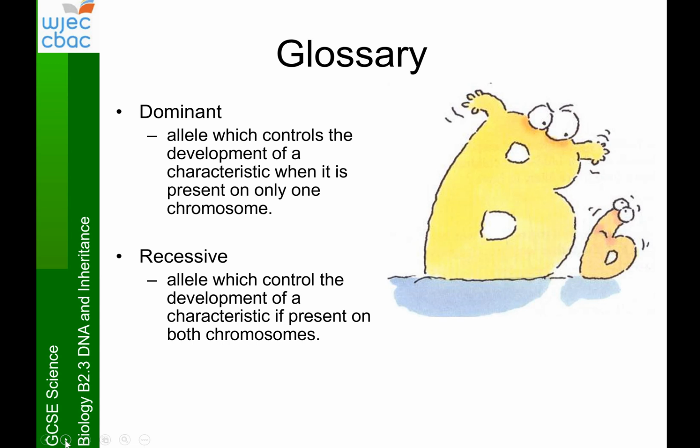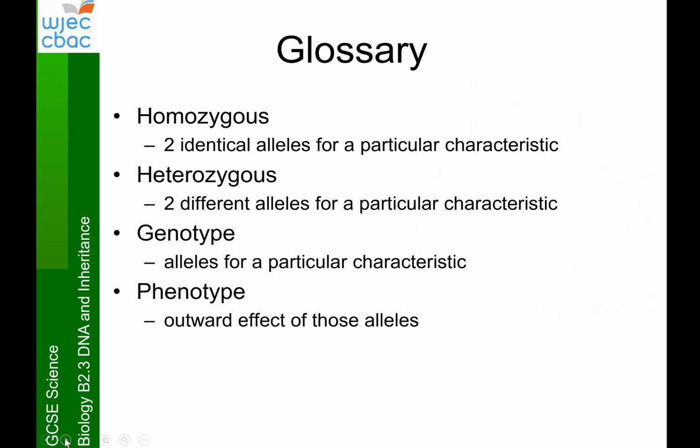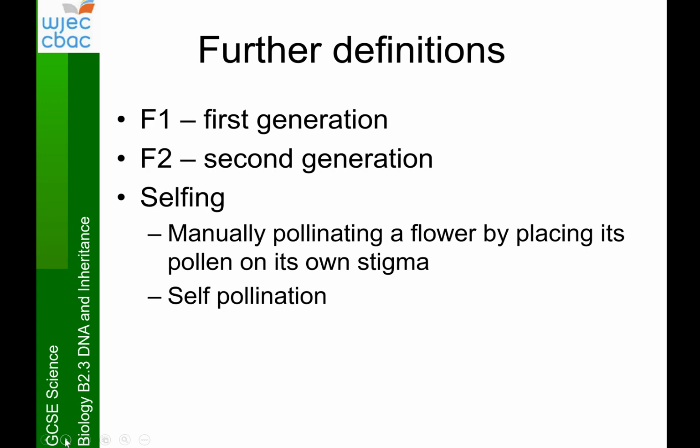So a dominant allele is one which controls the development of a characteristic when it's only present on one chromosome. You only need one copy of it. Recessive, you need to have both copies, they would have to be lowercase b for that characteristic to be shown. So a bit of an overview. Homozygous, two identical alleles for a particular characteristic. Heterozygous, two different alleles for a characteristic. Genotype are the letters, the alleles, and the phenotype is the actual physical appearance, the outward effect of these alleles.